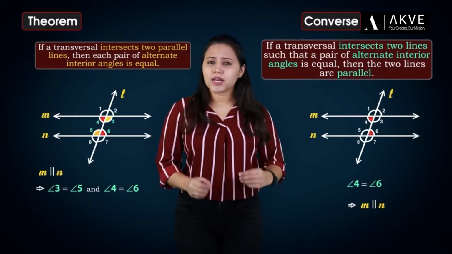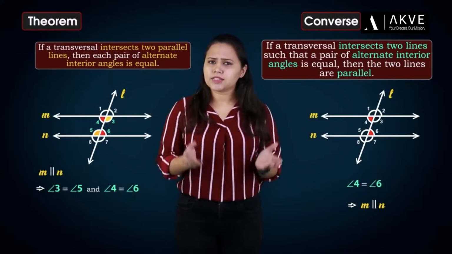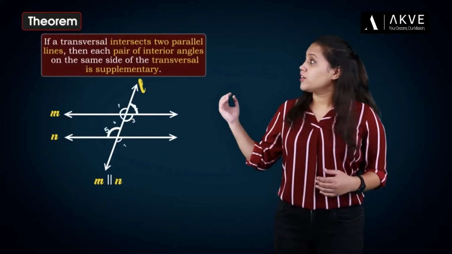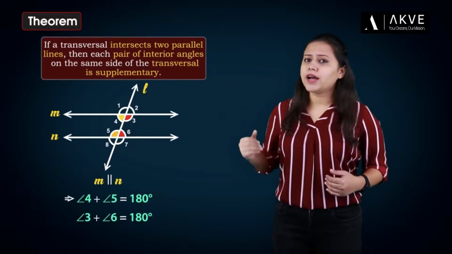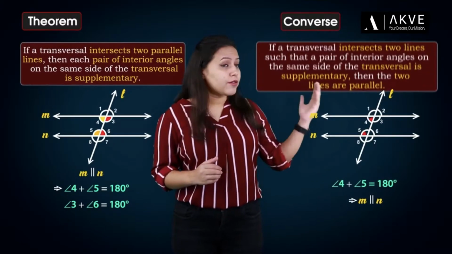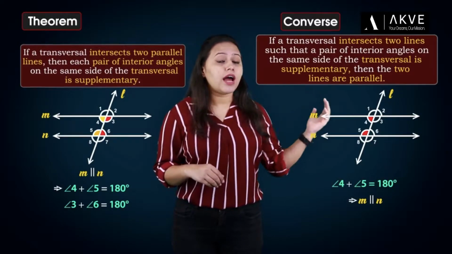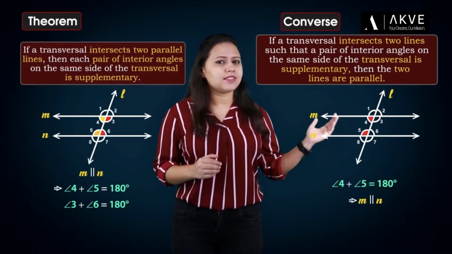Conversely, if a transversal intersects two lines such that a pair of alternate interior angles is equal, then the two lines are parallel. Further, if a transversal intersects two parallel lines, then each pair of interior angles on the same side of the transversal is supplementary. Conversely, if a transversal intersects two lines such that a pair of interior angles on the same side of the transversal is supplementary, then the two lines are parallel. So now that we have all the concepts at our fingertips, let's look at a few questions.